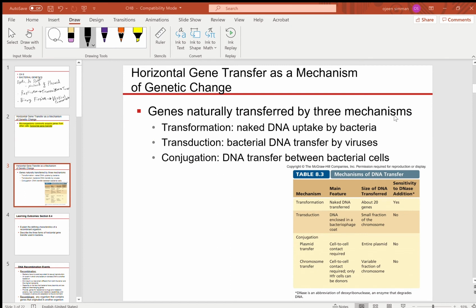Horizontal gene transmission. That's not my TV.